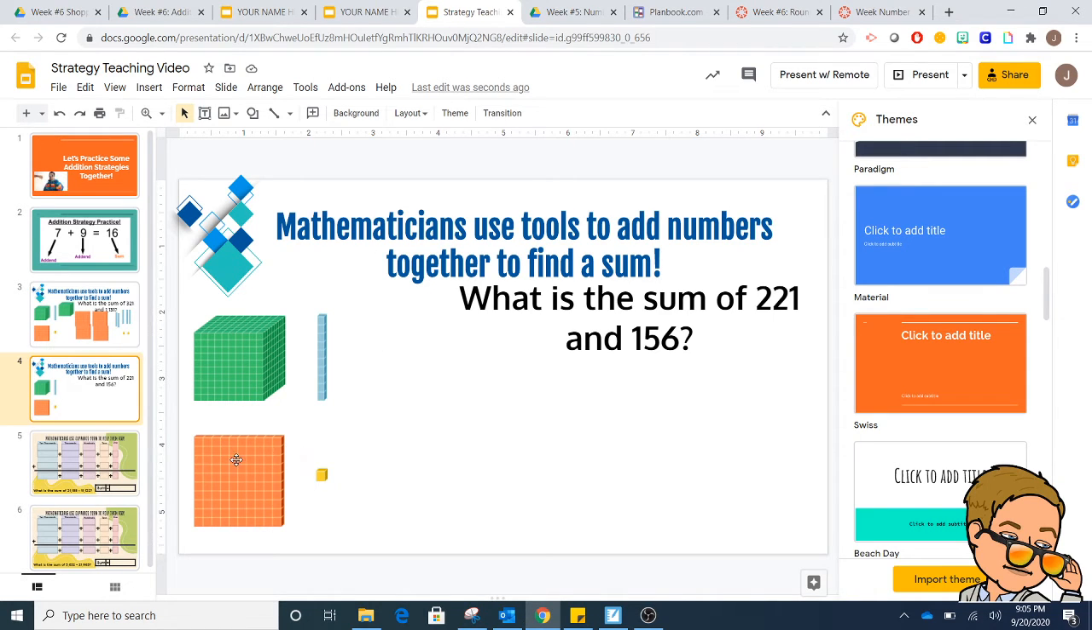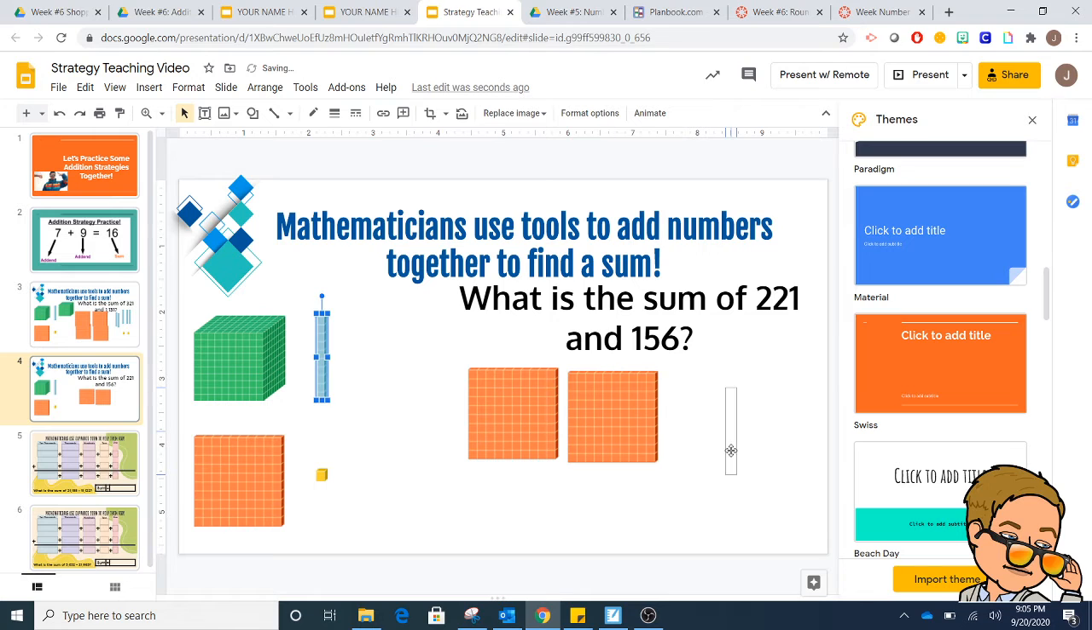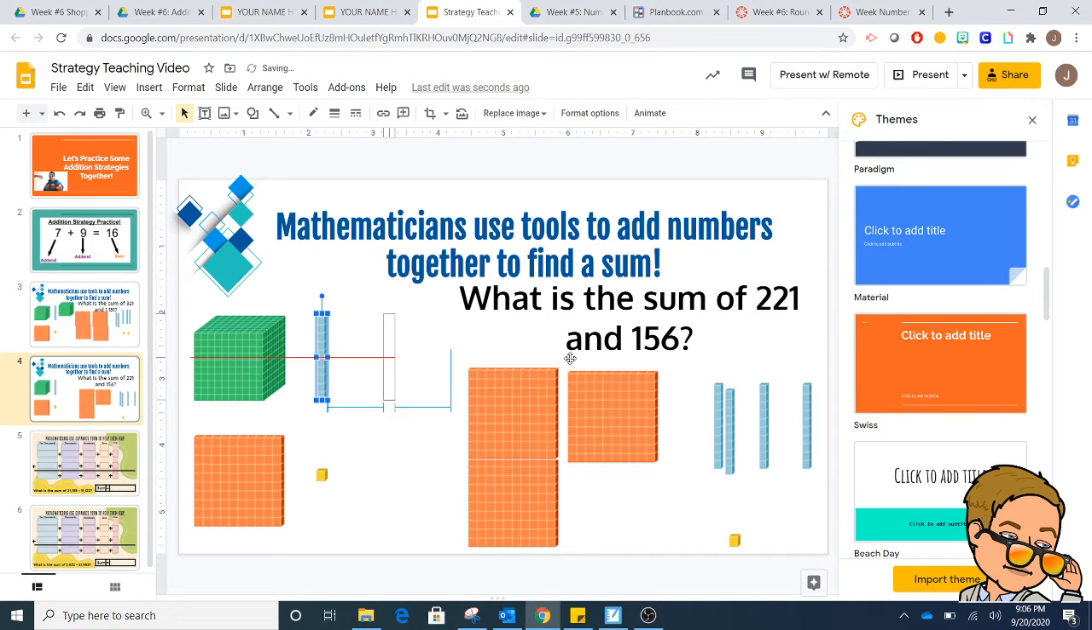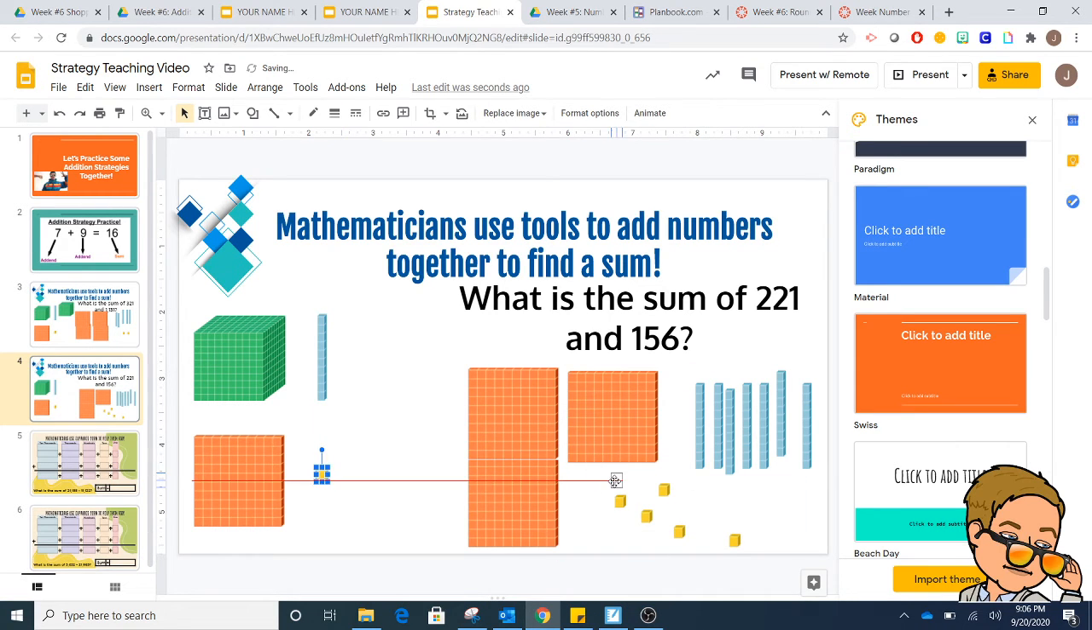All right, now that you've done that, I'm going to model 221 with 2 flats, 2 longs, and 1 unit, and 156 with 1 flat, 5 longs, and 6 units. So now I've got 3 flats, 7 units, and 1, 2, 3, 4, 5, 6, 7 longs.